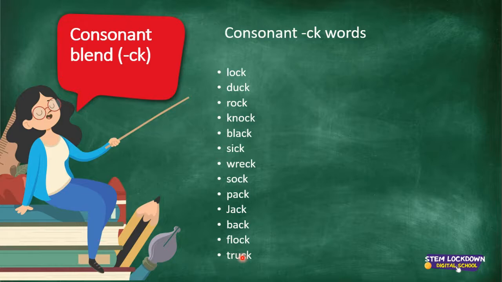And truck is a big vehicle that's used to carry a lot of things. It has big wheels. It's bigger than the normal cars we use. It's called a truck. So we've got lock, we've got dark, we've got rock, we've got knock, we've got black, we've got sick, we've got wreck, we've got sock, we've got pack, we've got jack, we've got back, we've got flock, we've got truck. Let me use sentences so you can understand the meanings.